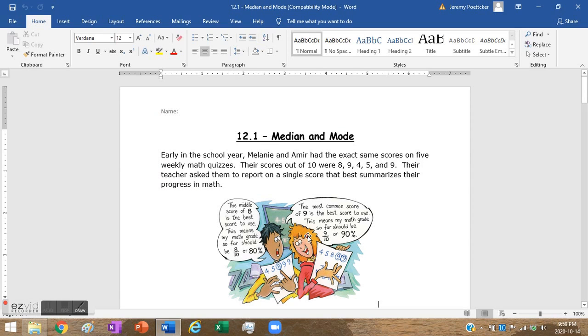All right. Today we're going to be talking about median and mode. So, a little story here. Earlier in the school year, Melanie and Amir had the exact same scores on 5 weekly math quizzes. Their scores out of 10 were 8, 9, 4, 5, and 9. Their teacher asked them to report on a single score that best summarizes their progress in math.